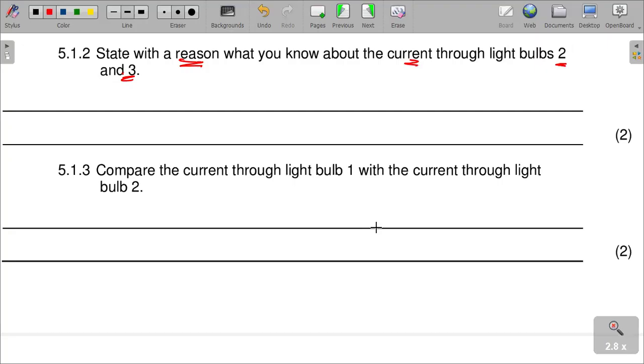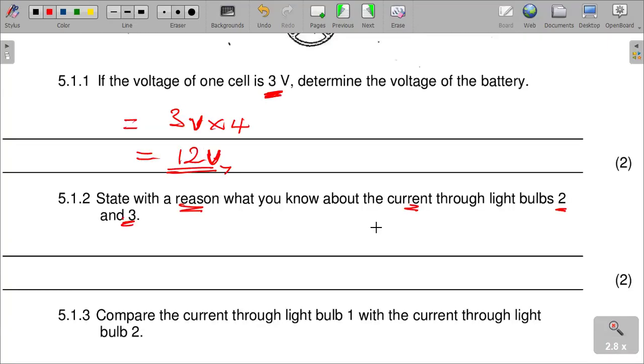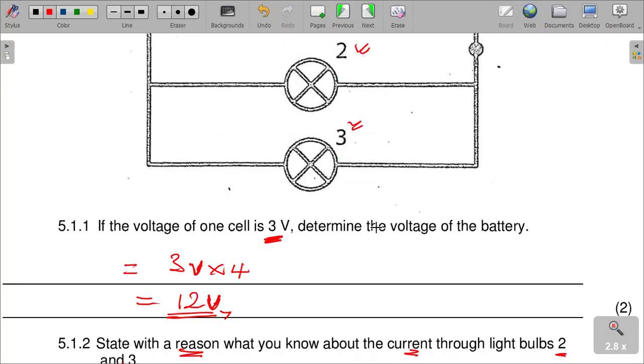So one thing that is there is that the current through the light bulbs 2 and 3 are equal to each other, because they are connected in what? They are connected in parallel. As you can see, they are connected in parallel. What we are saying is that the current through light bulb 2 and 3 are equal to each other because they are connected in parallel.